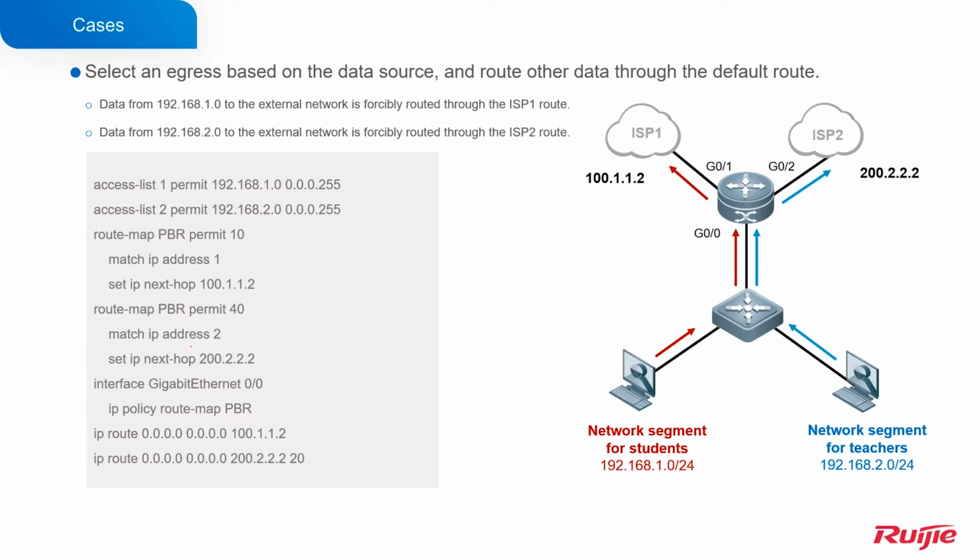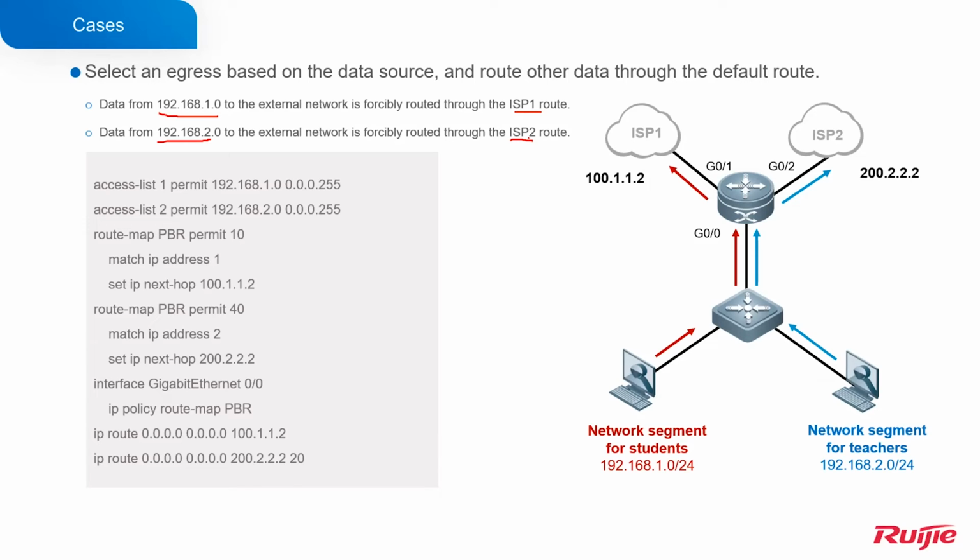Data from 192.168.1.0 to the external network is forcibly routed through ISP1. And data from 192.168.2.0 to the external network is forcibly routed through ISP2. To satisfy this requirement, let's see the configuration here.